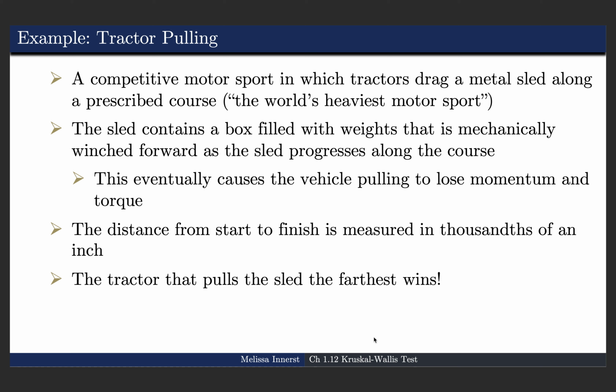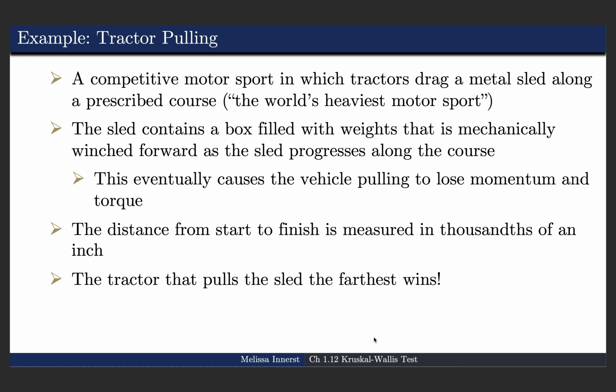You might think it's an interesting sport to have, but nonetheless, the sled contains a box filled with weights that's mechanically wrenched towards the tractor as the sled progresses along the course, making it harder for the tractor to keep pulling the sled. So this eventually causes the vehicle to lose momentum and torque, and it's going to stop.